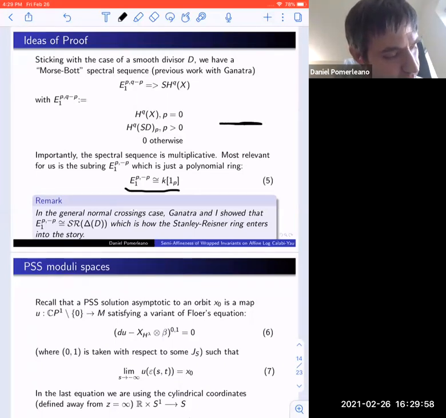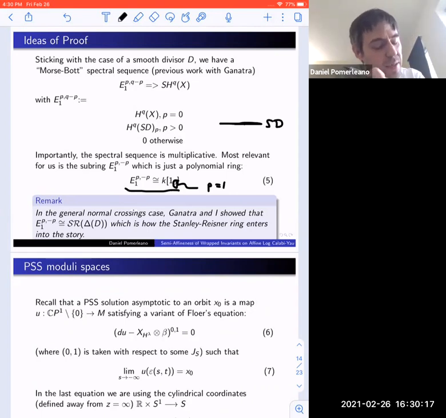Oops, sorry, my mistake. That should be p equals 1. So it's the fundamental cycle corresponding to orbits which wind once around the divisor D. And in general, in the normal crossings case, what Sheel and I showed is that the first page is isomorphic to this Stanley-Reisner ring as rings, and that's how the Stanley-Reisner ring will appear in the story.